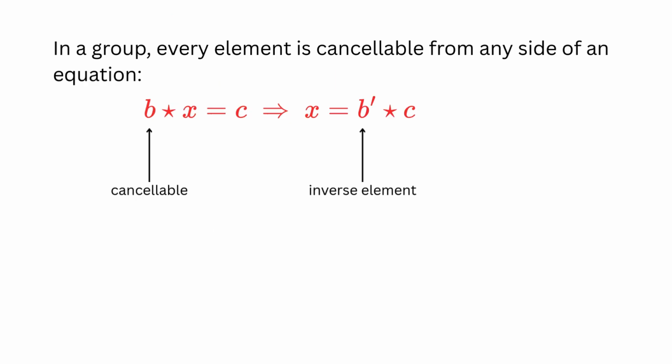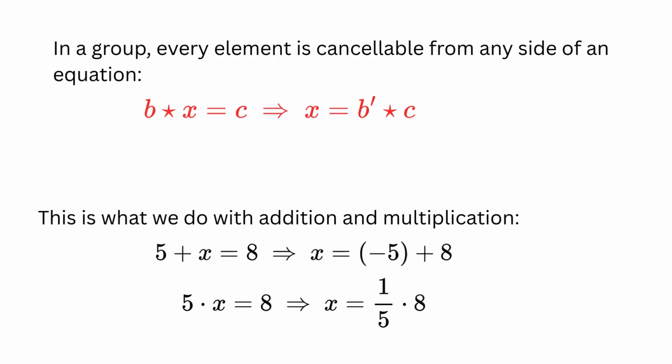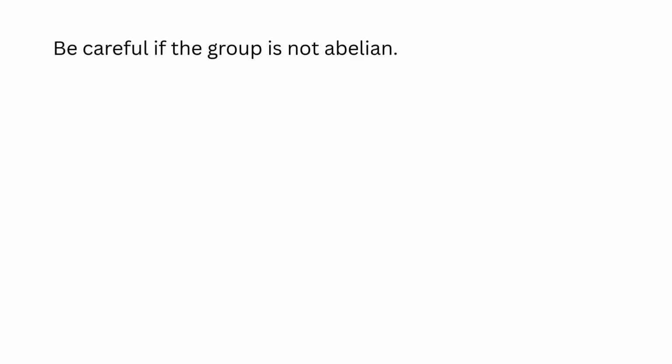Said in another way, the theorem we just proved states that, in a group, an element is always cancelable from one side of an equation. When it is canceled, its inverse appears on the other side. This is exactly what we do for addition and multiplication. However, we must be careful with the order of the elements if the group is not abelian.